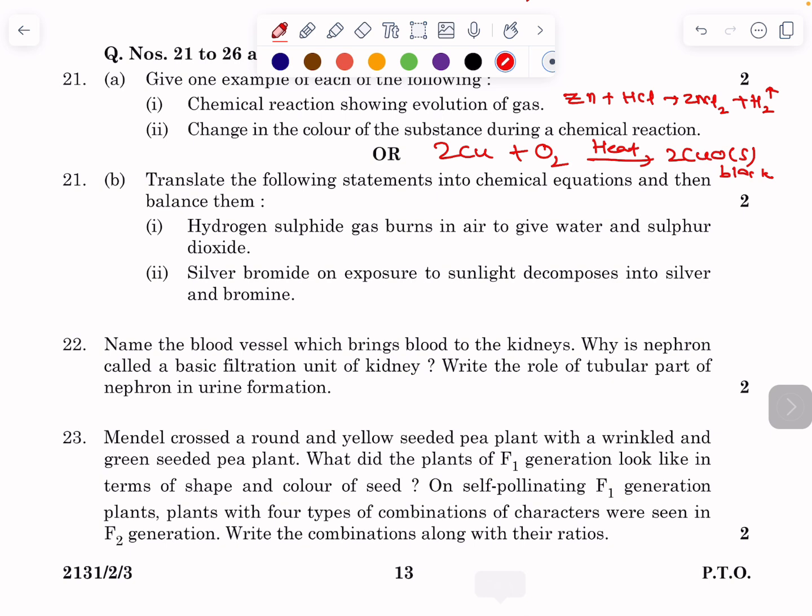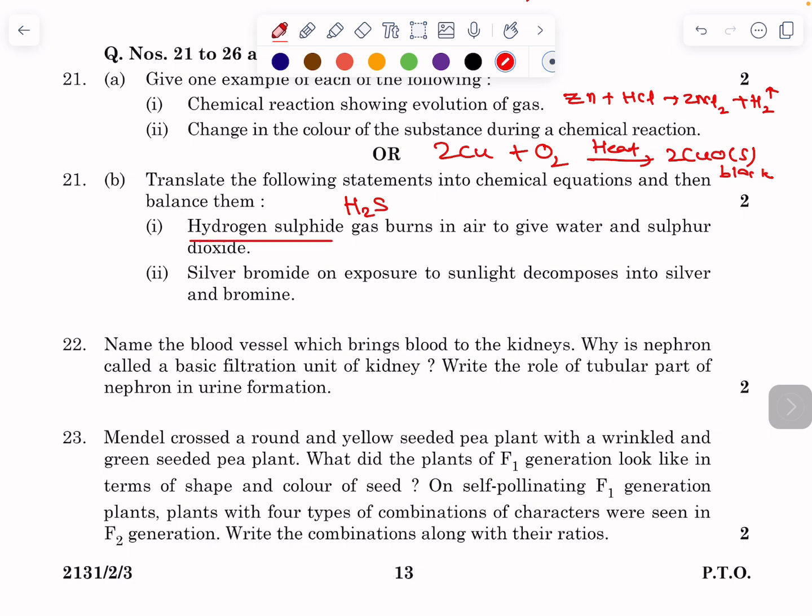Translate the following statements into chemical equations, then balance them. Okay, so now you see here we have hydrogen sulfide gas burns in air to give water and sulfur dioxide. So what is the formula of hydrogen sulfide? H2S, right? So H2S is the hydrogen sulfide formula.